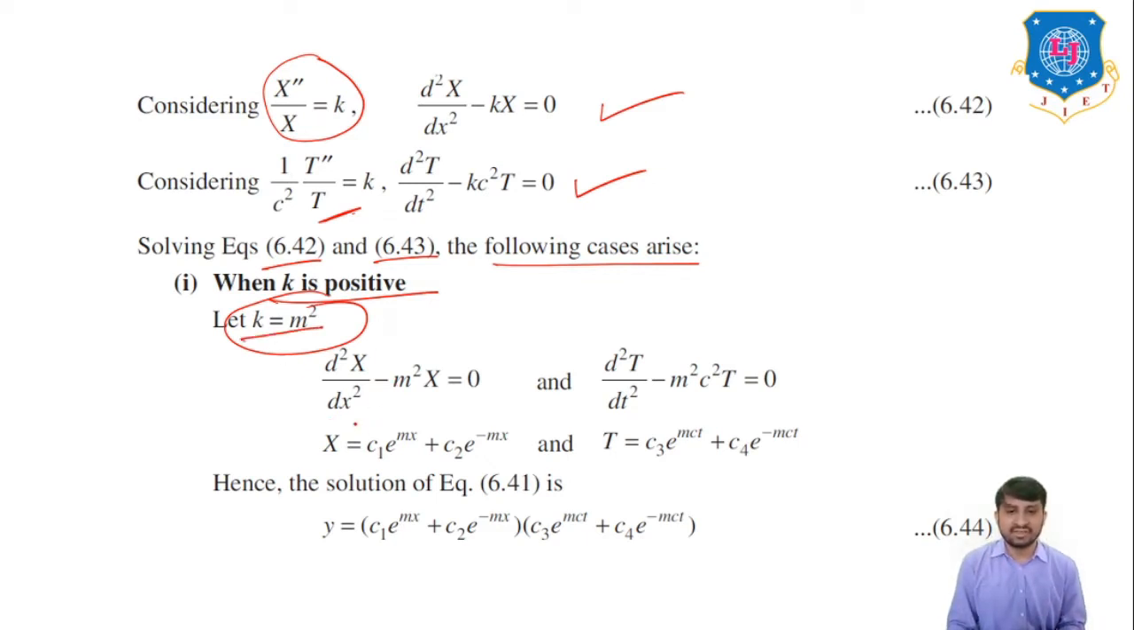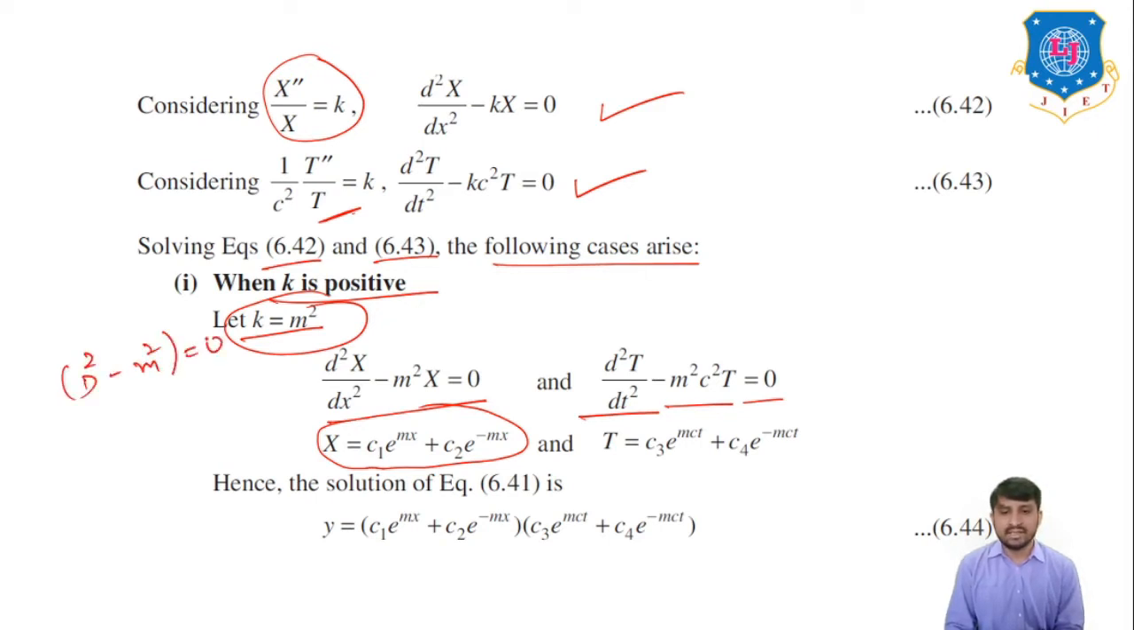So d square X by dx square minus m square X equals 0, and d square T by dt square minus m square c square T equals 0. The solution is X equals c1 e raised to mx plus c2 e raised to minus mx, because basically this is D square minus m square.